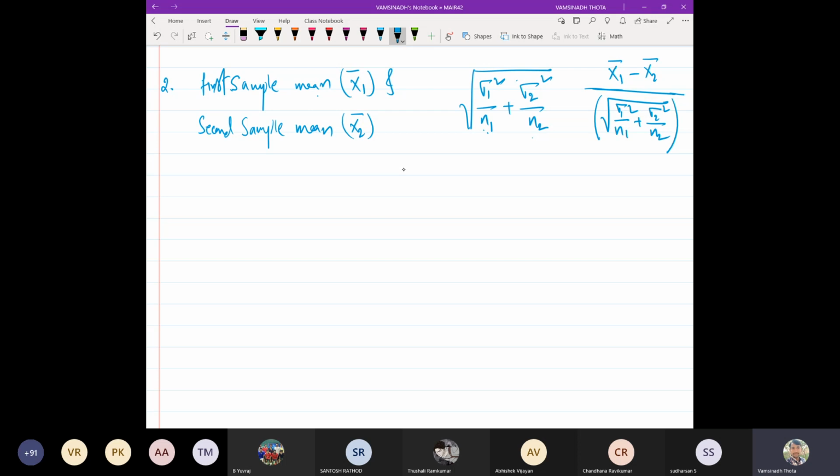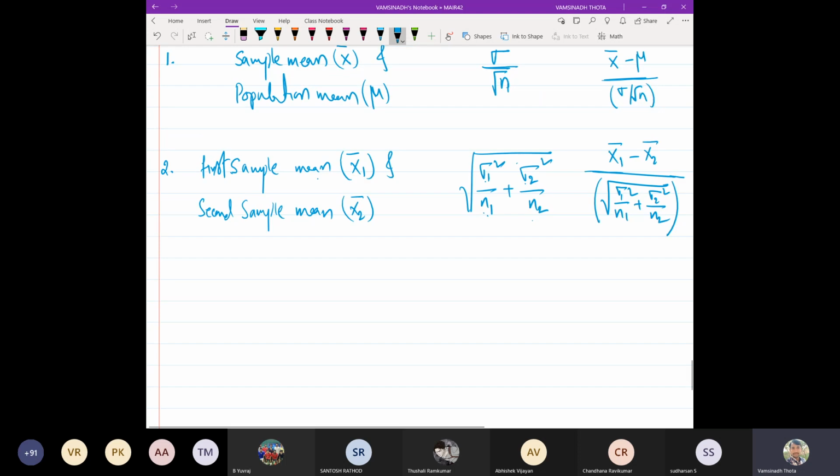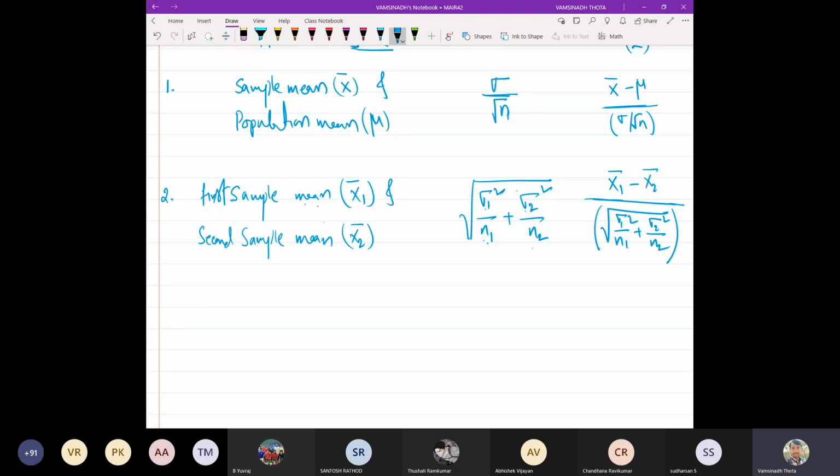Okay. And what is sigma 1 square and what is sigma 2 square? Sigma 1 square is the variance of the population from which the first sample has been taken, and sigma 2 is the variance of the population from which the second sample has been taken. I think you understood these things, right? I don't think it should be explained separately. It should be written separately.